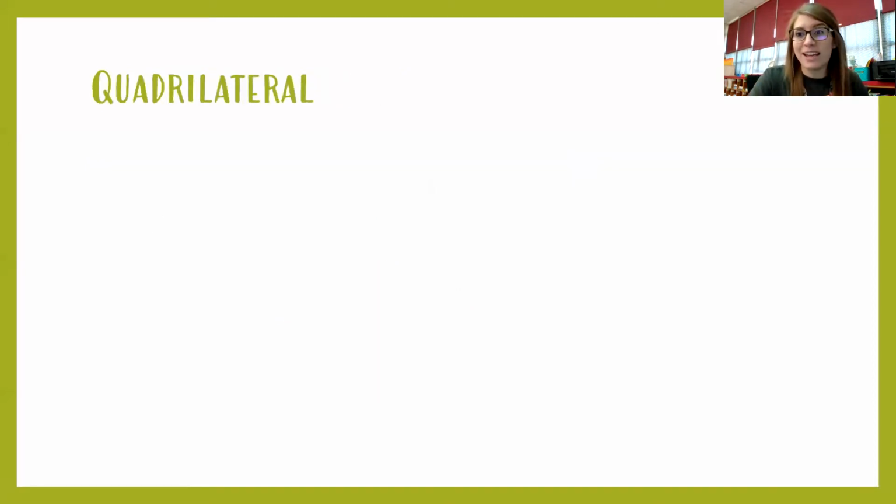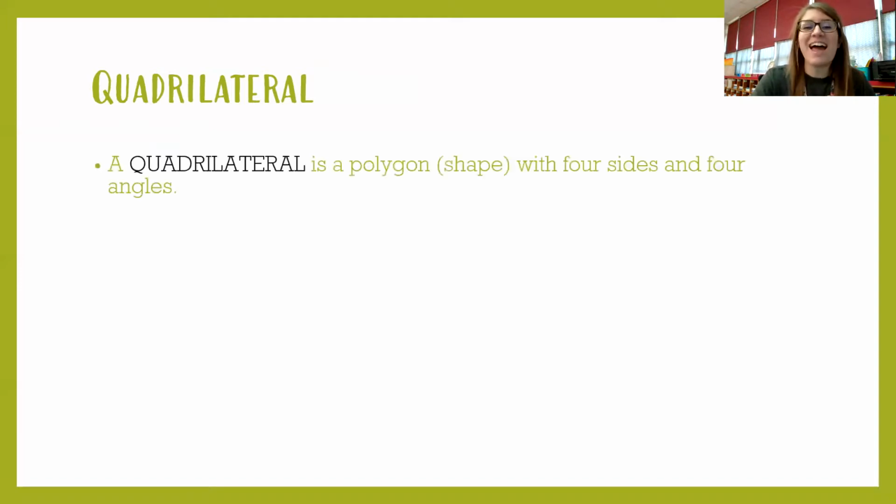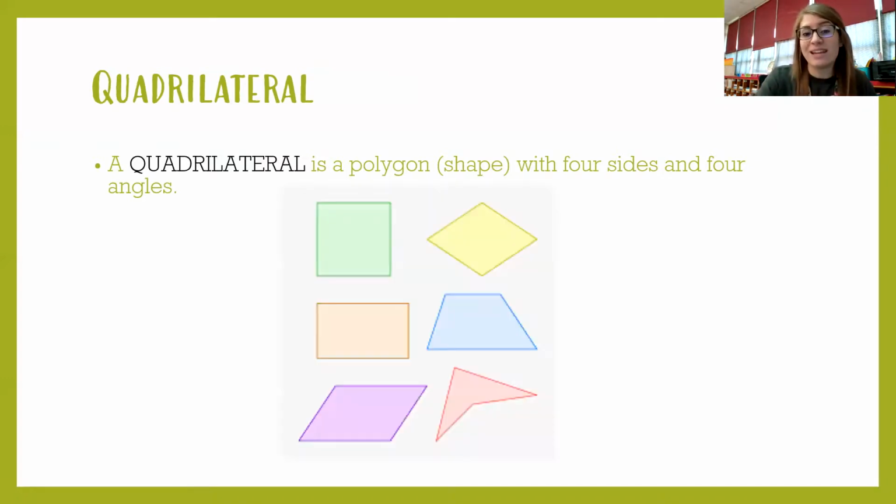All right, now we're getting into the last little bit, the shapes. A quadrilateral. Say that word. Quadrilateral. Very good. A quadrilateral is a polygon, which is just a shape, with 4 sides and 4 angles. And here are the different kinds of quadrilaterals. They've all got 4 sides and they've all got 4 angles.